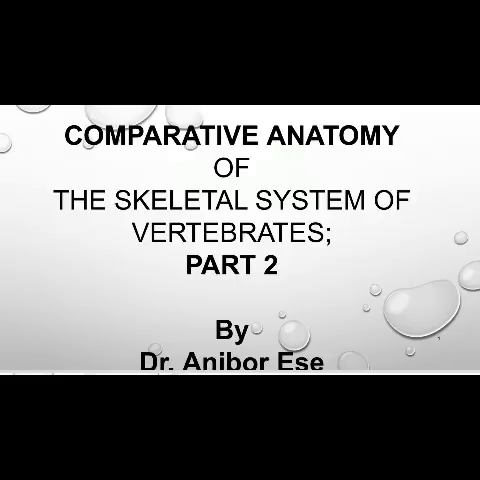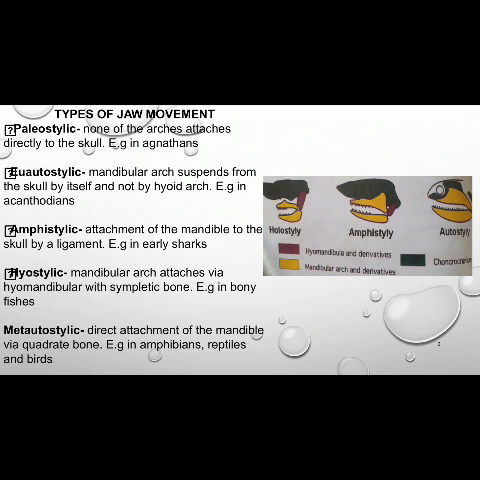The topic is comparative anatomy of the skeletal system of vertebrates. This is part 2. Let me remind you about the dermatocranium. The dermatocranium is the portion of the cranium that is composed of dermal bones. The cranium is the skeletal framework that you have in the head. So vertebrates have the dermatocranium, the portion of the cranium composed of dermal bones.